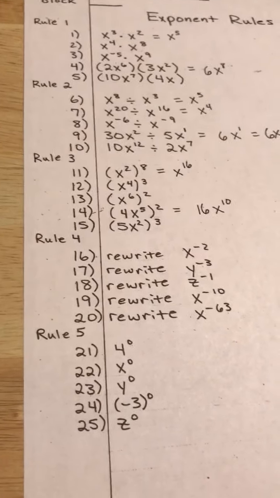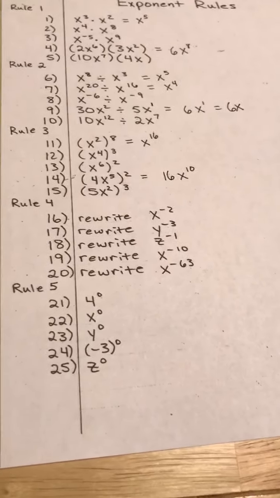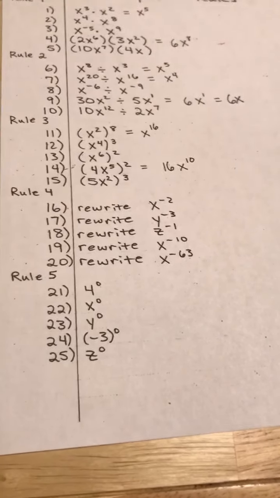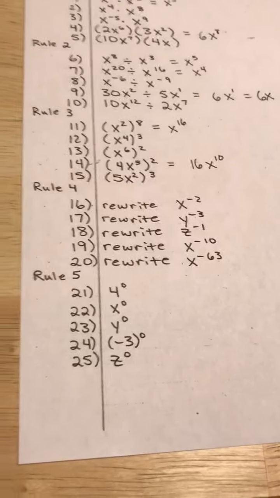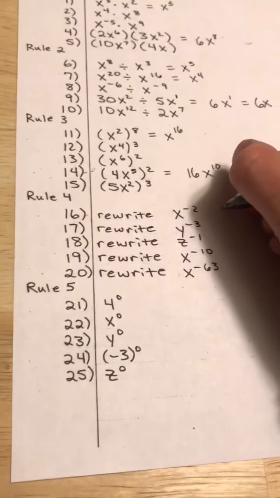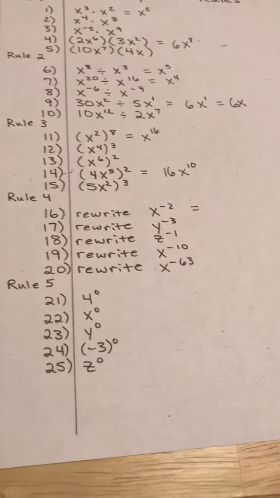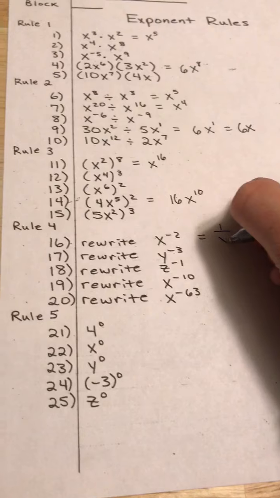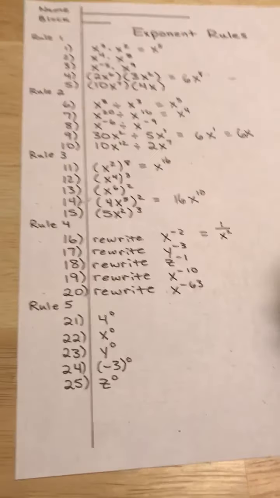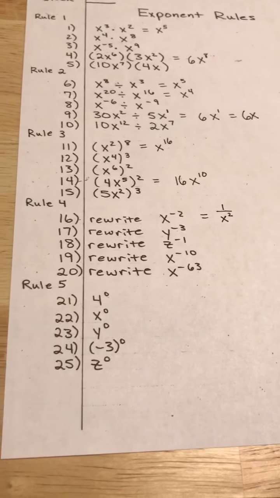All right. Let's look at rule number 4. This is the negative exponent rule. That means we're going to take negative exponents and we're going to write them as positive exponents in the denominator, the bottom of the fraction. So let's look at number 16. We got negative 2 on top, so it's going to become a positive 2 on the bottom. So I'm going to get 1 over x to the 2 power. 1 over x squared. And I'll let you do the rest by yourself.